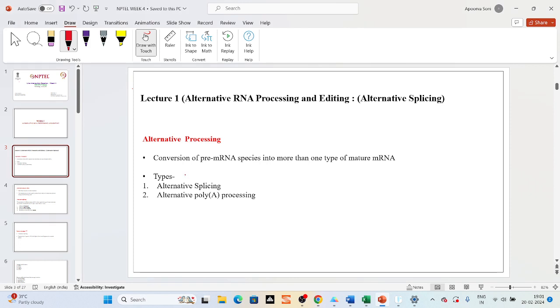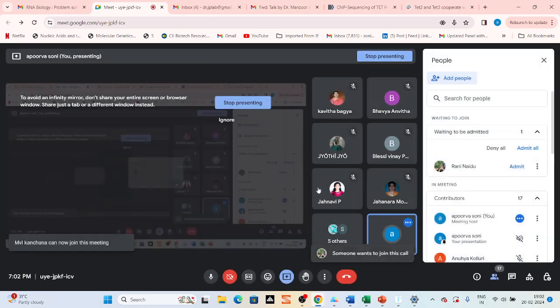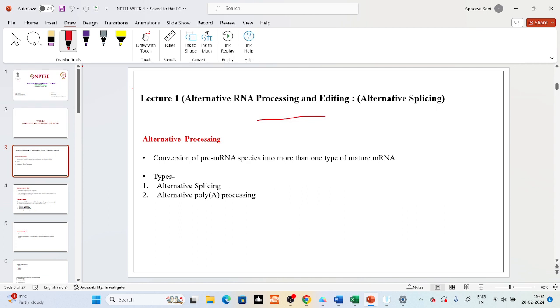For the students who have just joined, a brief recap of what we have started. In this week we have to see the alternative RNA processing and editing events that take place in the RNA molecule. In that context we have just started with lecture 1, which is alternative splicing. First, what is alternative processing? It is the conversion of pre-mRNA species into more than one type of mature mRNA. So what I mean is, if this is your pre-mRNA, it can give rise to more than one kind of mature mRNA. Not just mRNA, this alternative processing also holds true for tRNA, we'll see later. So from the same pre-mRNA you are getting more than one type of mature mRNA.